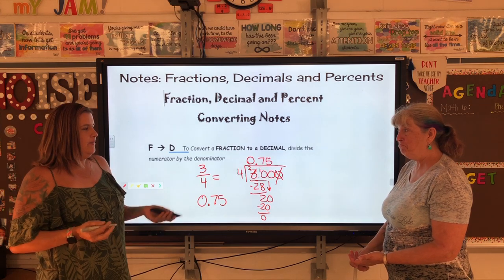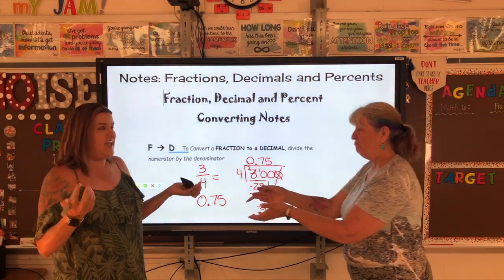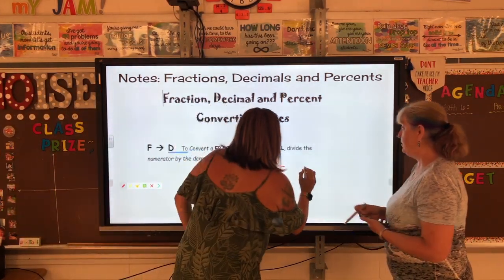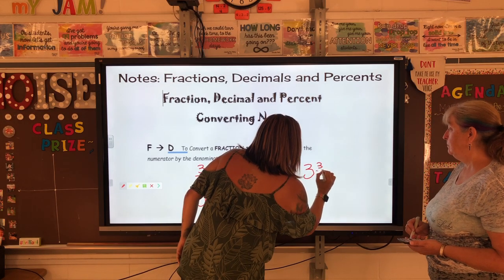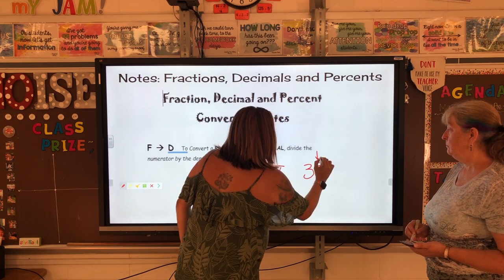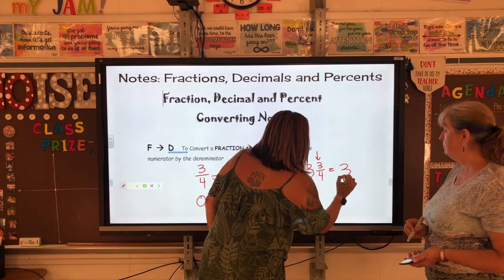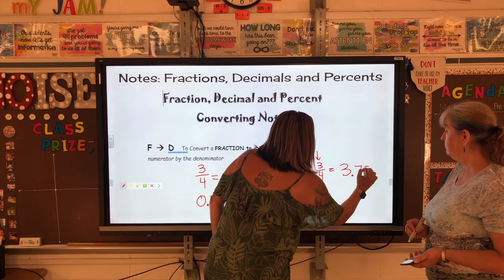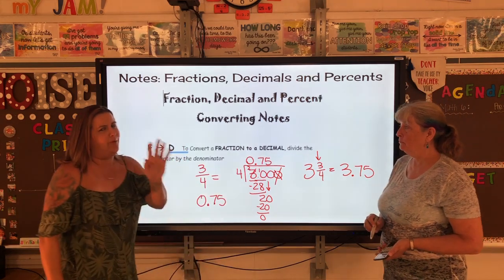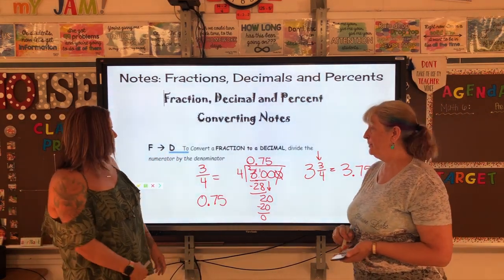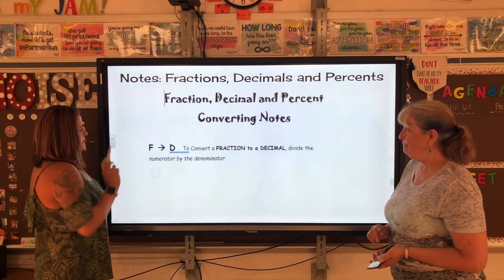Pretty easy. But what if I had a mixed number? Say I had 3 and 3/4, right? I would go through the same process of converting the fraction, and then in my answer, I'd pull over that whole number. So, easy peasy. Yeah, sounds good. First conversion.